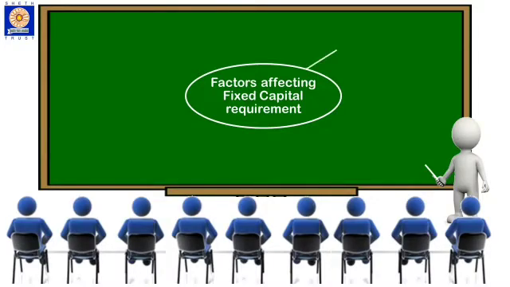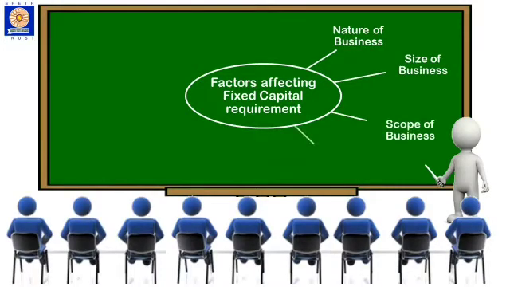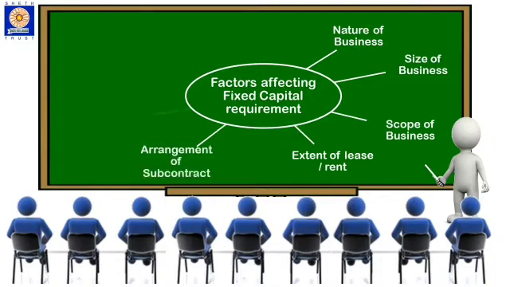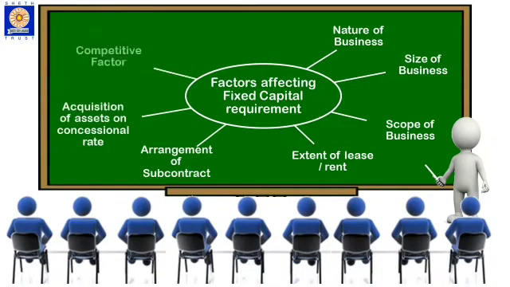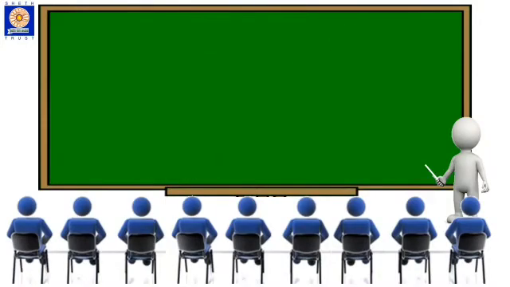As there are 12 points given in your textbook, I will be discussing the main 8 points in today's lecture. In these 8 points, we will see how the factors affect the requirement of capital. Some organizations or industries may require less capital, some may require more capital, and that depends on these factors.